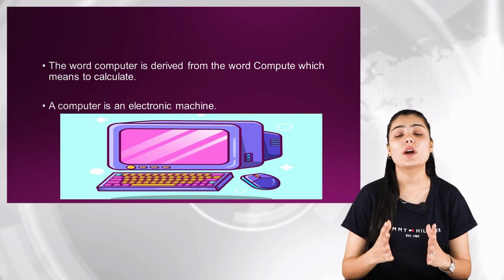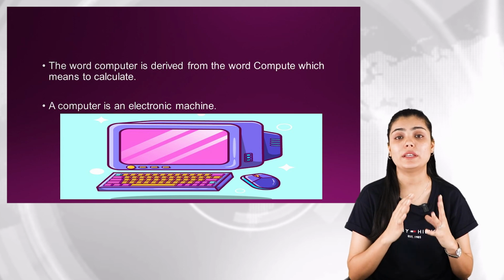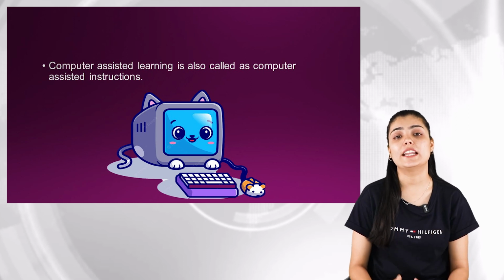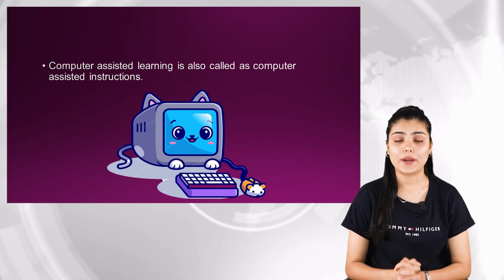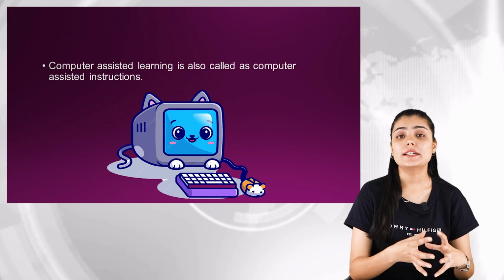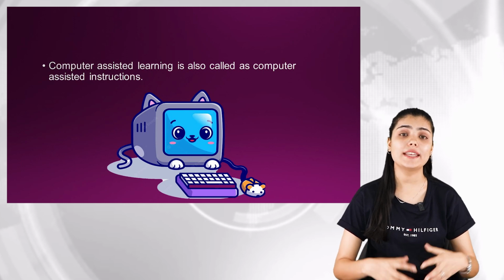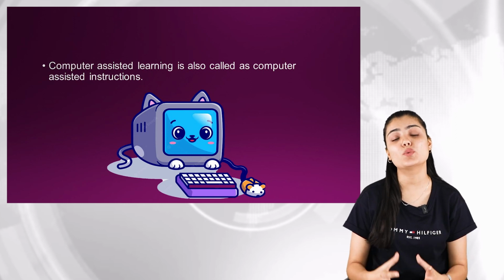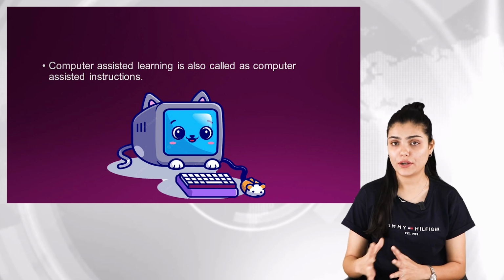Let us understand what is a computer. Computer has been derived from the word compute, which means to calculate. Now, what is a computer? We all know a computer is an electronic device or an electronic machine. We all know what is learning, right? Now, what is computer assisted learning? Computer assisted learning can also be called computer assisted instructions. All right. Now, when we learn something or when any concept is presented with the use of the computer, we can call it computer assisted learning, right?